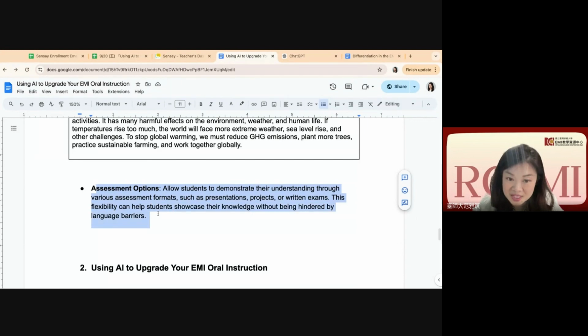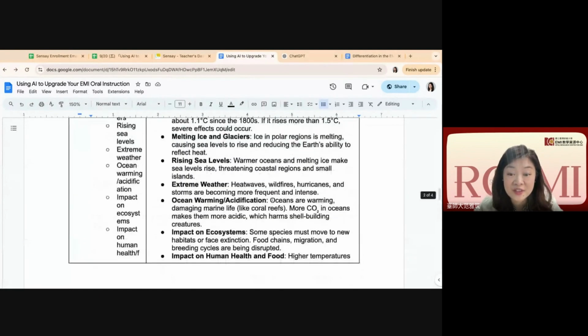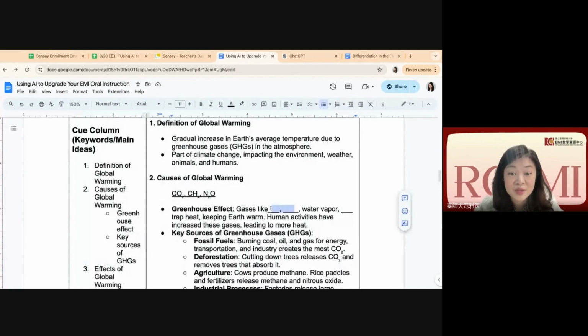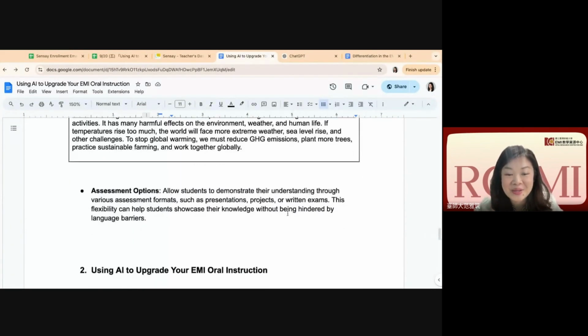Assessment options, that's something we can look at another day. But I have to say, every task that you want students to do in your classroom is also an assessment, okay? Simply by filling in these blanks can serve as one of the formative assessments that you use.